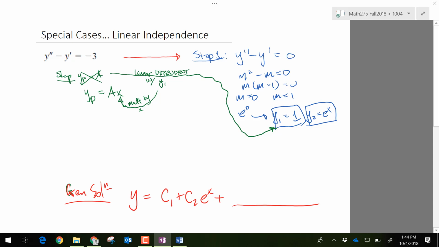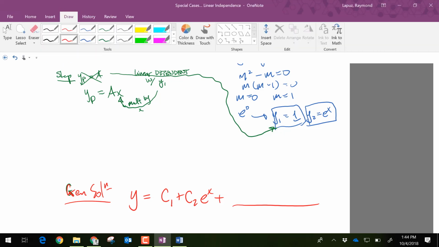Now, if we kept it as a, which is just a constant, then that a would just merge in with this C1, which is not going to give us anything new for our solution. So we don't want to just keep it at a, and one quick fix is to multiply it by an x.